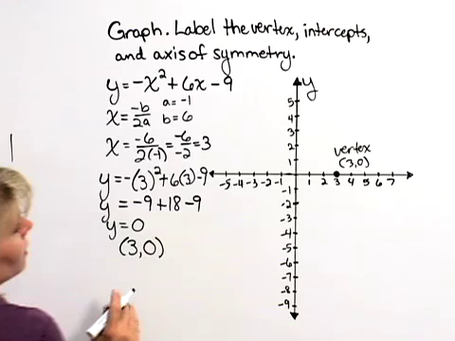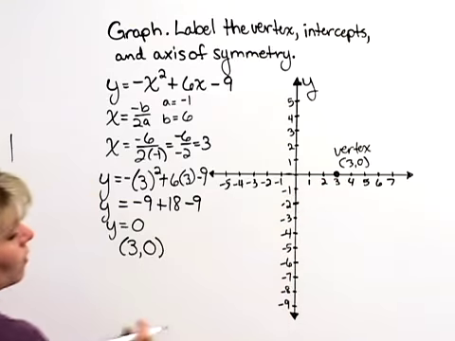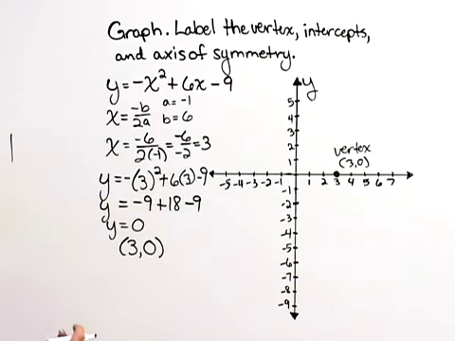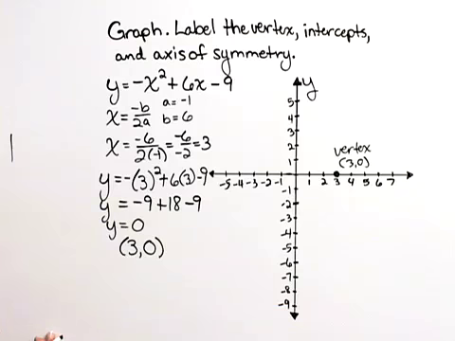It's also on the x-axis, and since this opens down, it's going to go like this, and the only point where it will cross the x-axis is at 3, 0. So that ends up being our x-intercept.